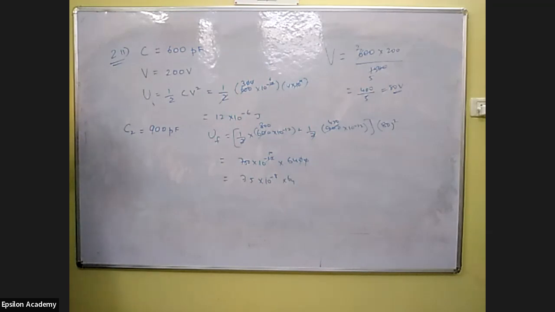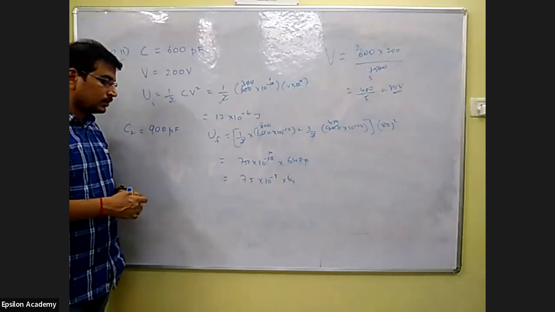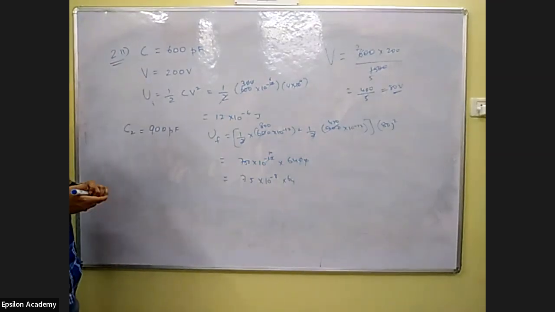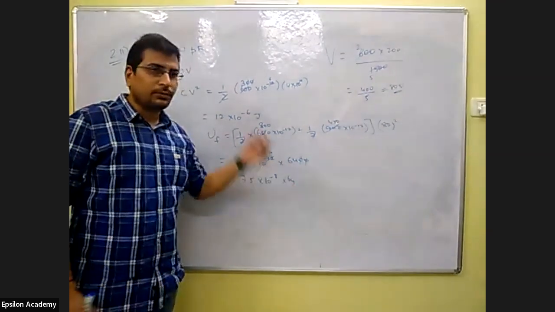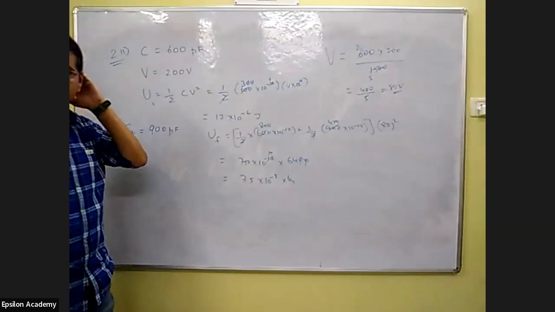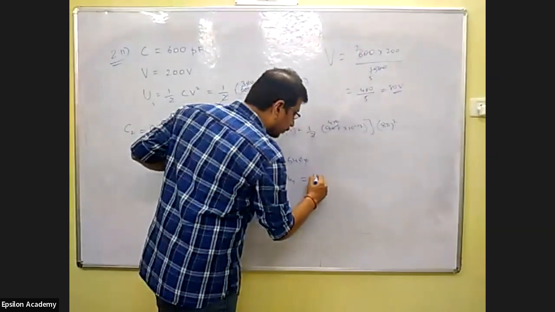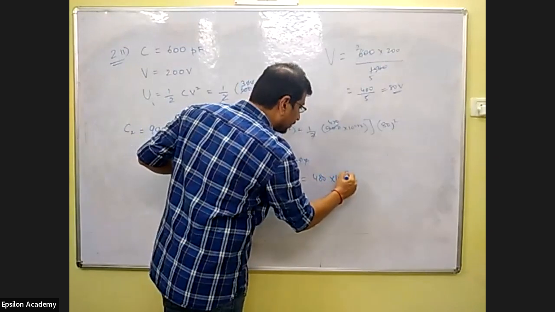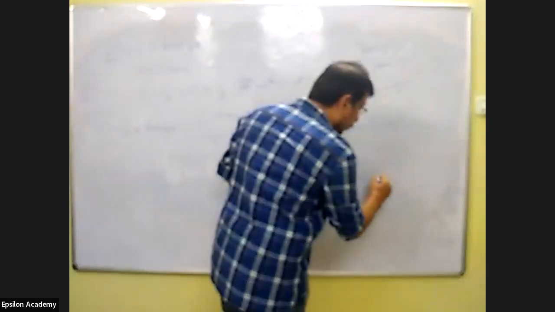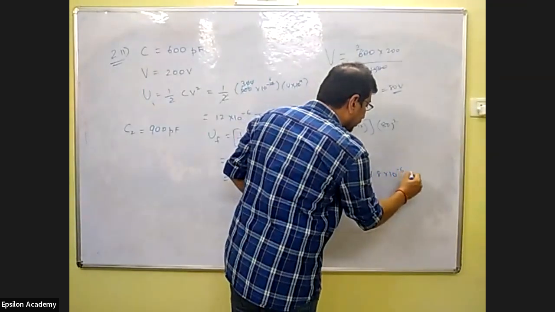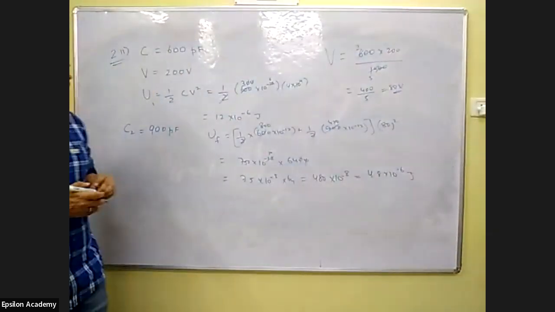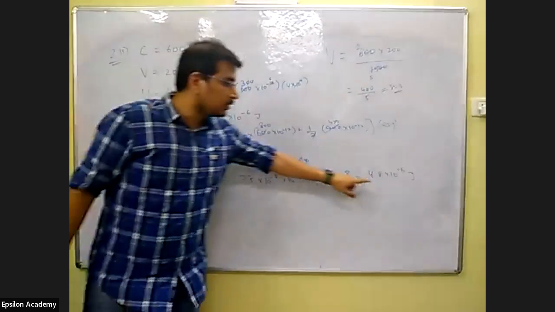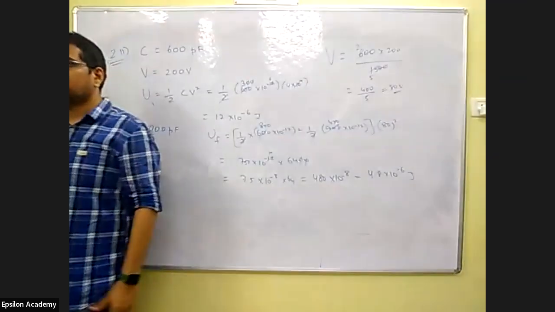Is the logic clear? 960. See, what is 75 into 64? 480. So you are getting 480 into 10 power minus 8, or this will be 4.8 into 10 power minus 6. So what is the energy loss? 12 minus 4.8 is the energy that is lost.